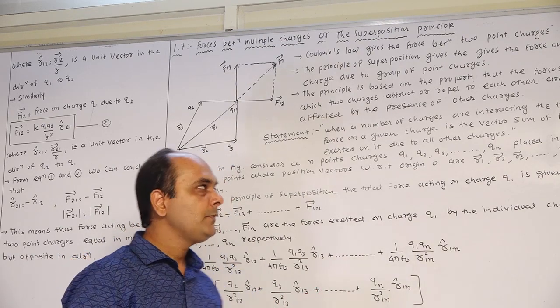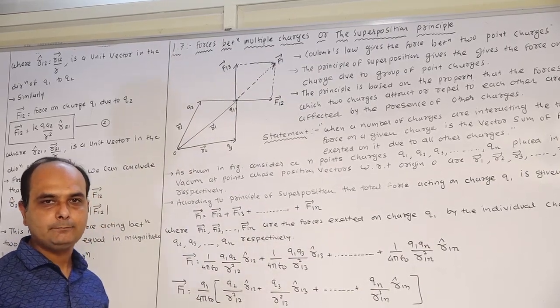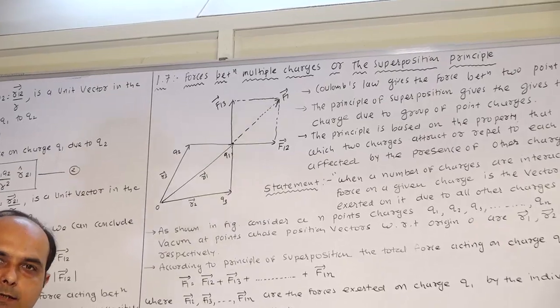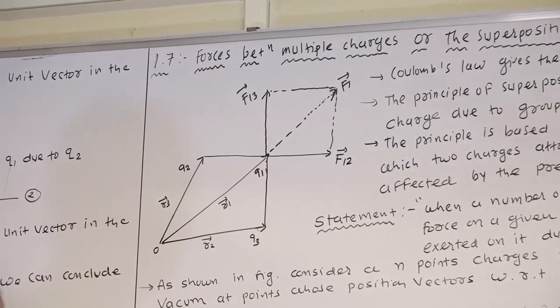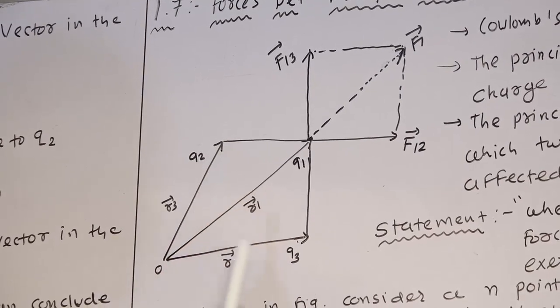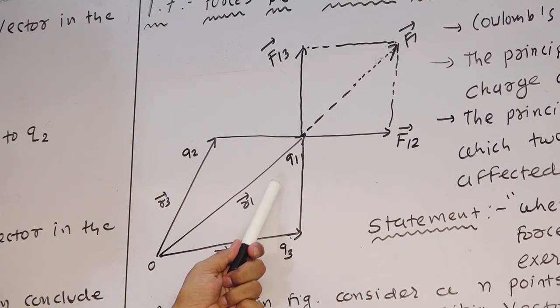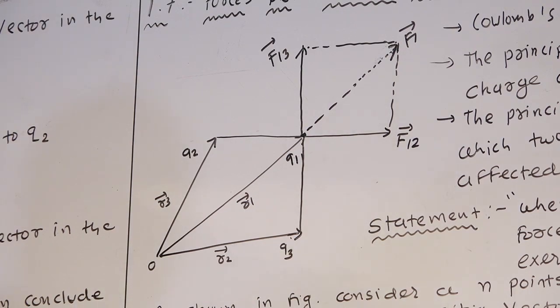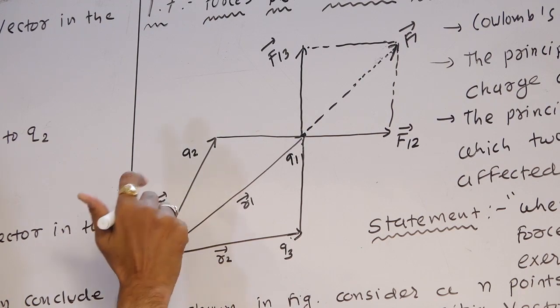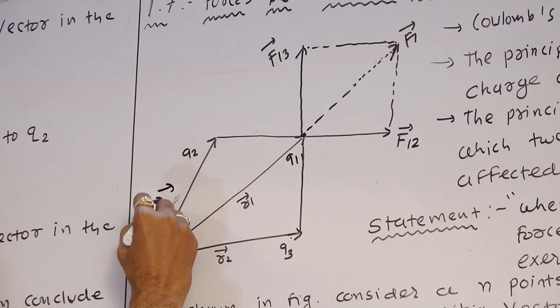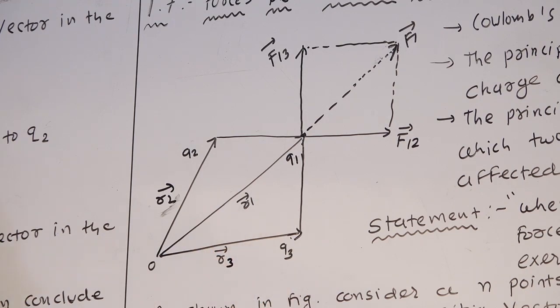Okay, so once again students, first of all there is a diagram. In our diagram, there are three charges in total: the first charge Q1, the second charge Q2, and the third charge Q3. All these charges have position vectors with respect to the origin O, denoted by vector R1, vector R2 and vector R3.